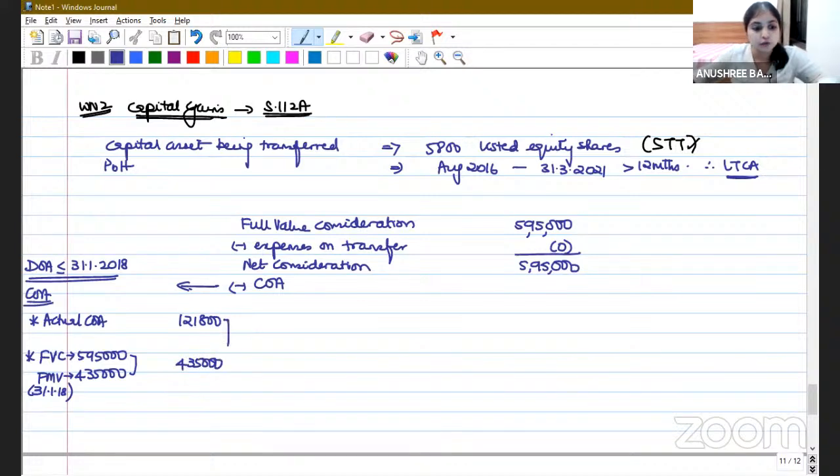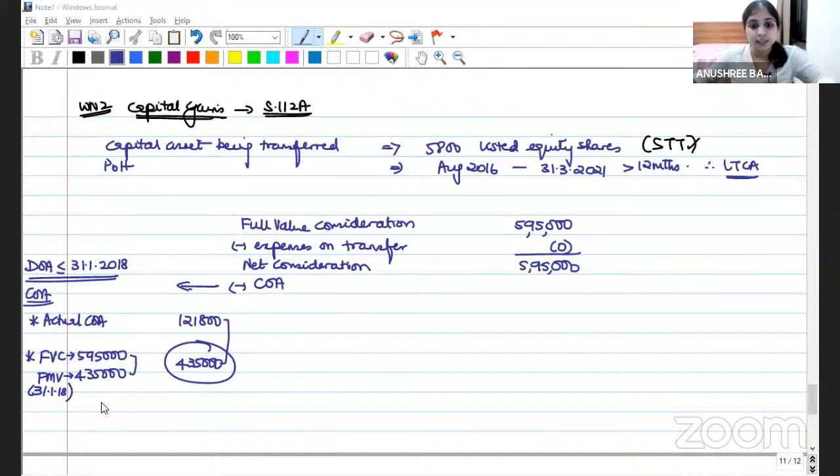4,35,000. Out of these two numbers, we will pick whichever is higher, which is 4,35,000. Did you understand this? Yes, are we clear with this?